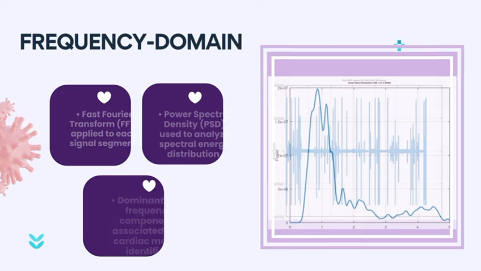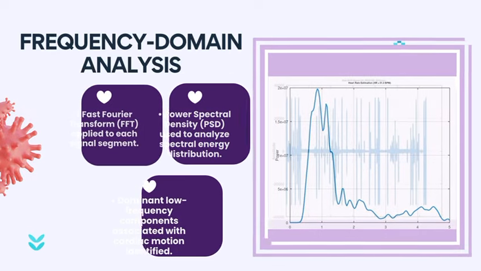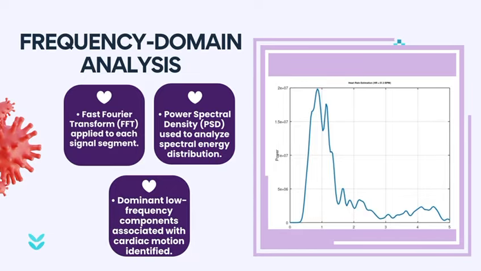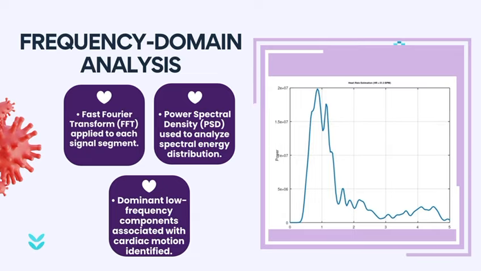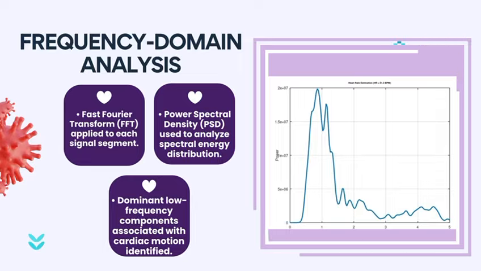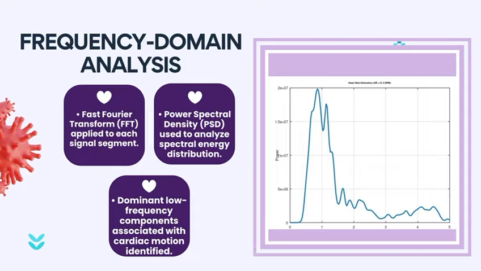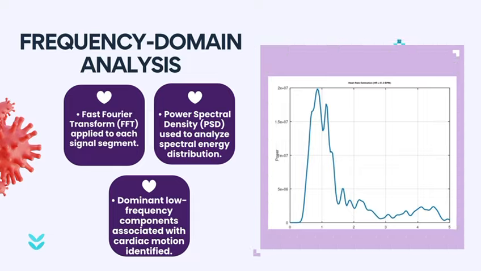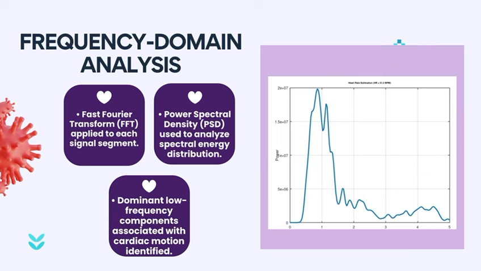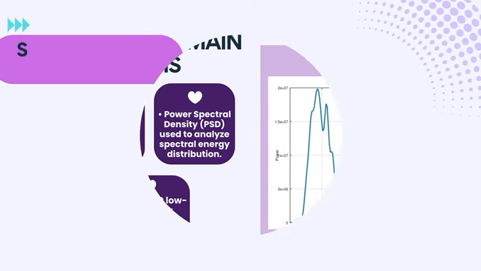Once the signal was filtered in the right way, analysis was performed in the frequency domain. Each 10-second segment was transformed using the fast Fourier transform. The resulting magnitude spectrum and power spectral density allowed us to observe how signal energy is distributed across different frequencies. The analysis revealed dominant low-frequency components that are associated with mechanical cardiac activity rather than noise.